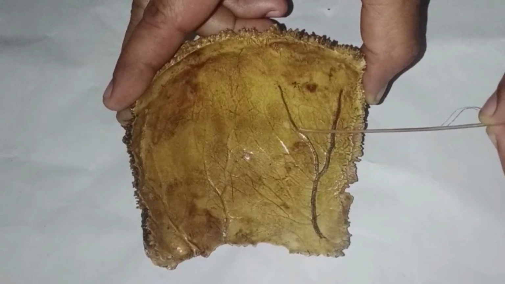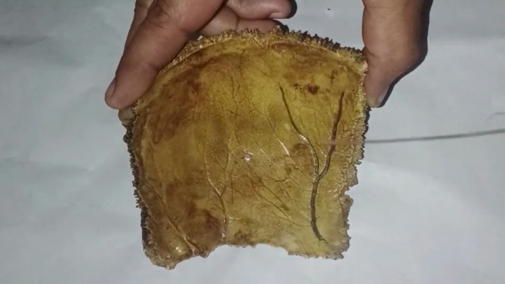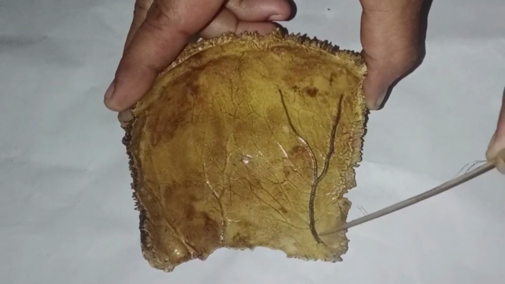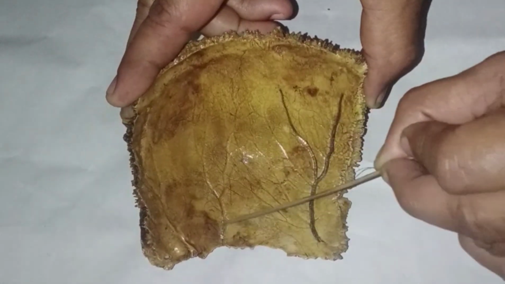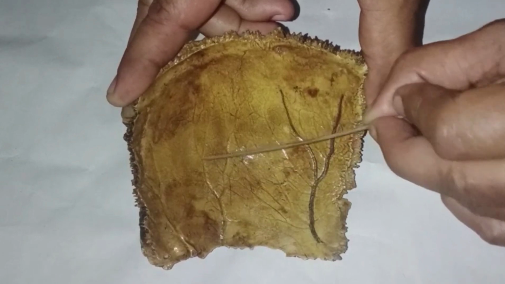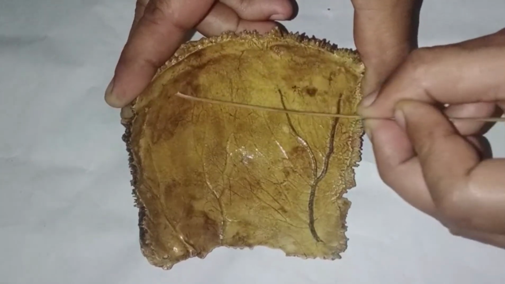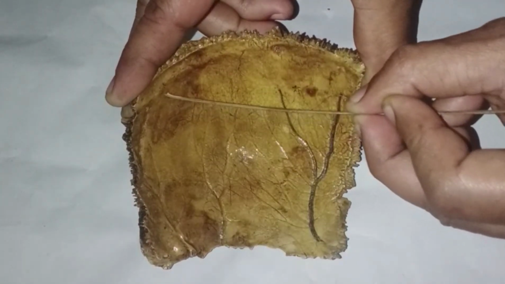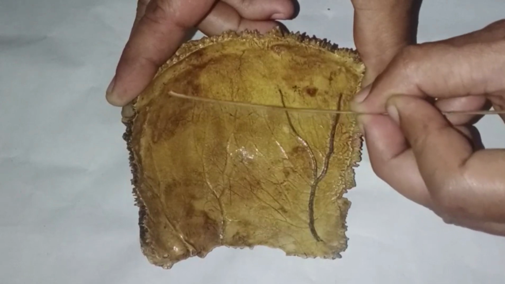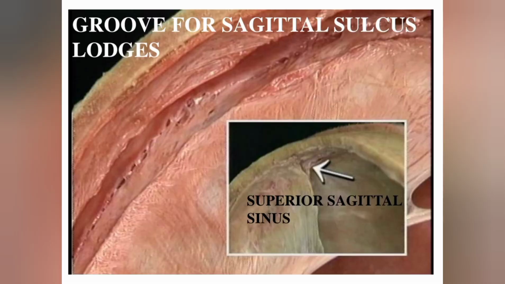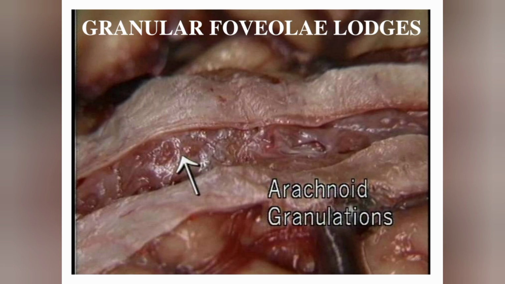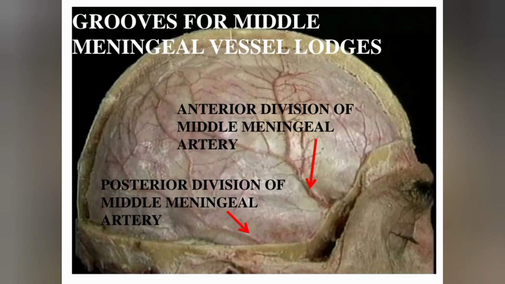Features of the internal surface: it is concave. It has grooves for the middle meningeal artery. This is for the anterior division of the middle meningeal artery. This is for the posterior division of the middle meningeal artery. It has a sulcus called the sagittal sulcus near the superior border, and small pits for the arachnoid granulations called granular foveolae. The sagittal sulcus lodges the sagittal sinus. Granular foveolae lodge the arachnoid granulations. Grooves for the meningeal artery lodge the anterior and posterior divisions of the middle meningeal artery.